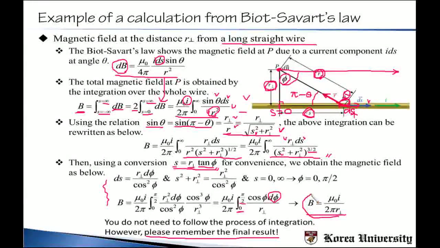What final result? This. What this tells you is that when you have a straight wire carrying current I, then the magnetic field will be proportional to the size of the current, which is obvious. At the same time, it will also be inversely proportional to the distance from the wire, right? So these are the two important things you have to remember about the relationship between the size of the current, the distance, and the magnetic field. And this equation will be used in the next slide. This is why I'm asking you to remember this equation.